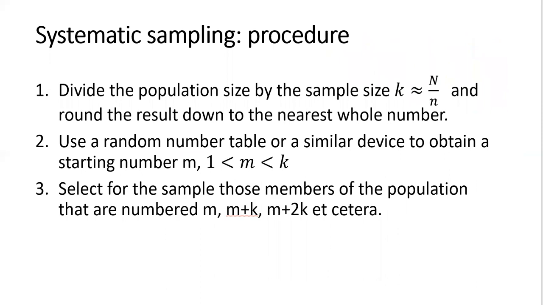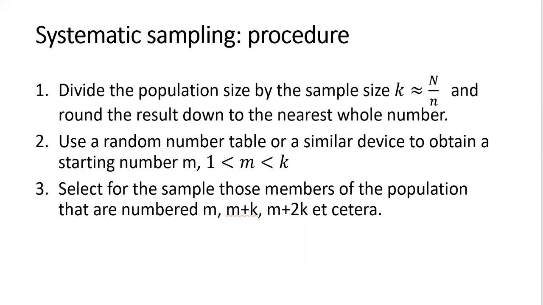Systematic sampling procedure. So first, you are going to find your k value by dividing population size by sample size, and we're going to round the result down to the nearest whole number. Then step number 2, we're going to pick a random number between 1 and k in that interval, using our random techniques, either pulling a number from a hat or a computer-generated number.